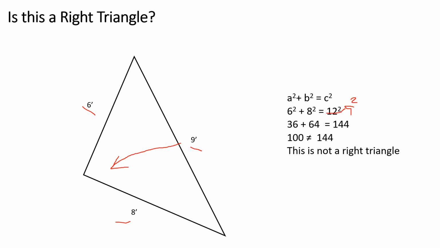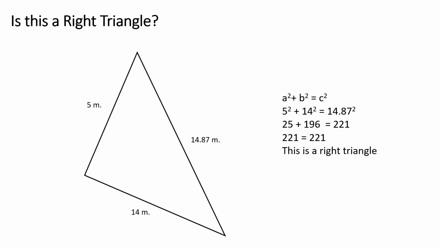Well, my A squared is 6 squared, which is 36. My B squared would be 8 squared, which is 64. And 36 plus 64 equals 100. And even with my wrong answer earlier, the other side, 9 squared, is 81. And 100 does not equal 81. So this is not a right triangle.